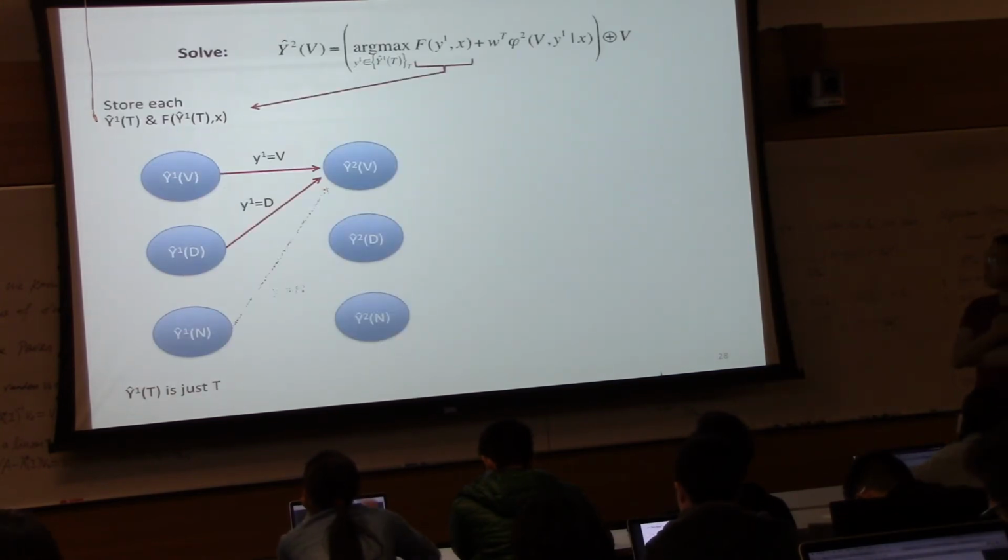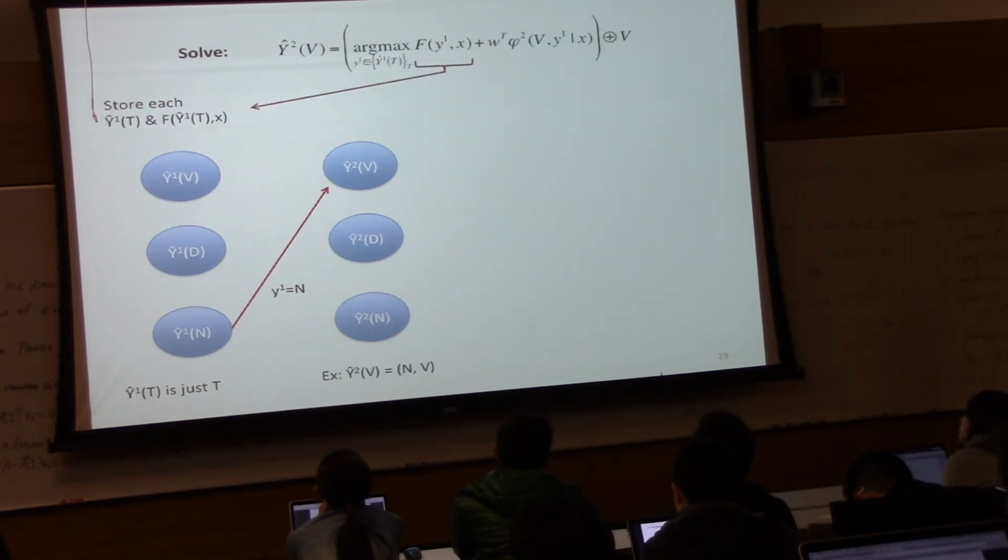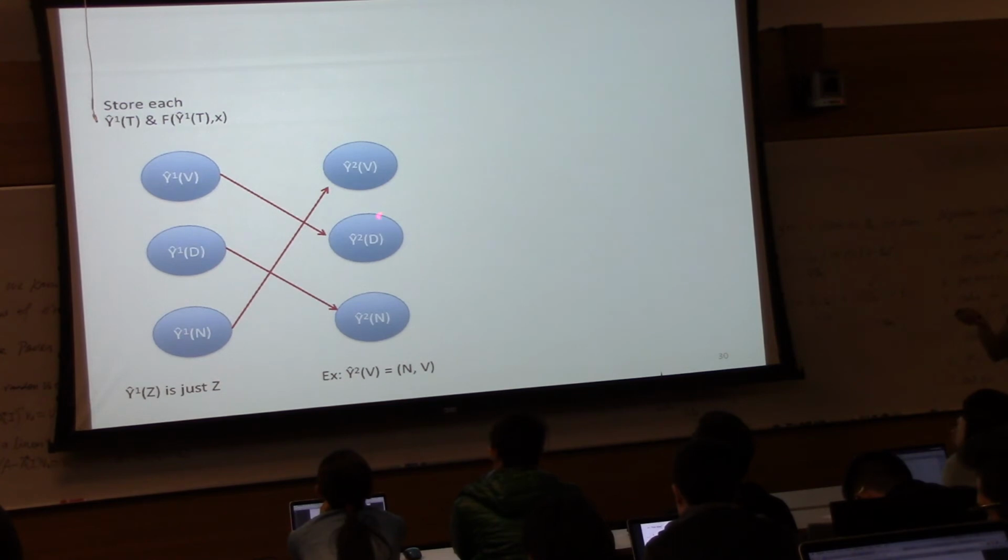Example. So for computing the Viterbi intermediate solution for this one, the best length 2 prefix that ends in verb, you look at all possible length 1 prefixes, take their score, add this term, and you take the best one. And let's say that was from noun to verb. You do the rest for the other ones. You repeat.